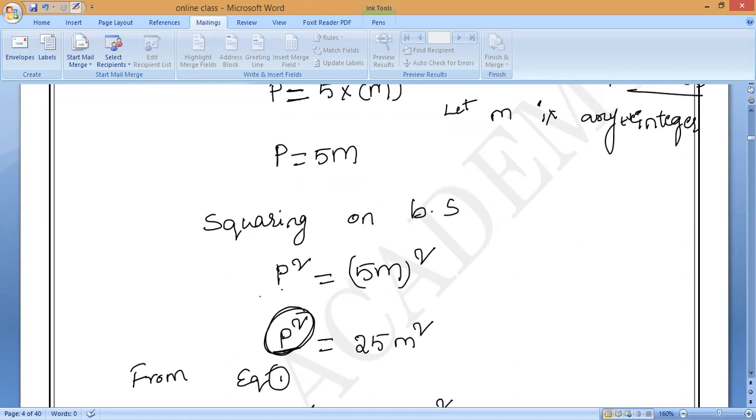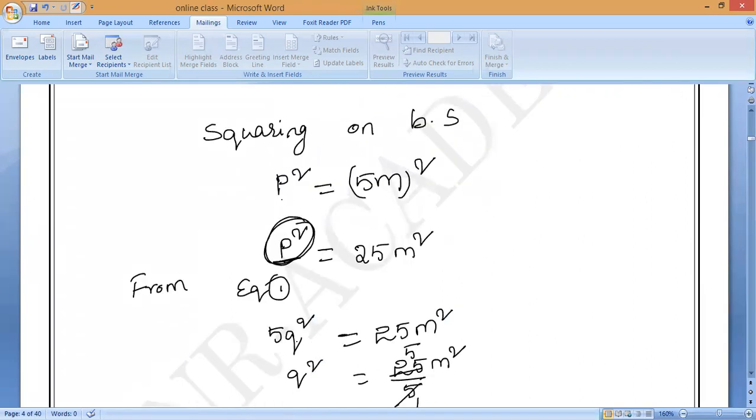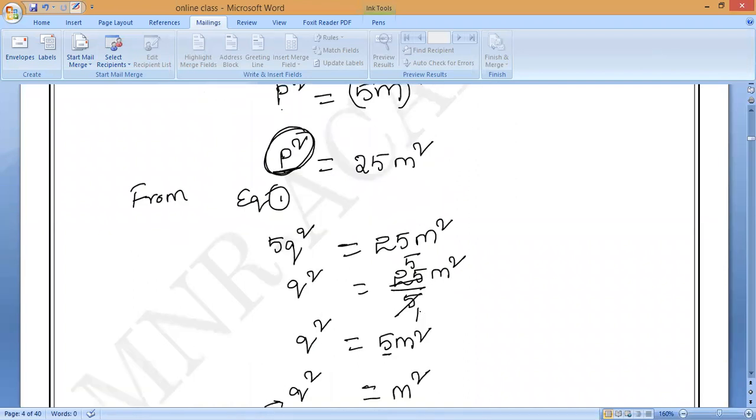What is our p square? From equation 1, p square is equal to 5q square, ma'am. Now, in place of p square, we substitute 5q square, which is equal to 25m square. 25 cancels with 5. How many times? 25 by 5 is 5. It is q square equal to 5m square. Do you understand?